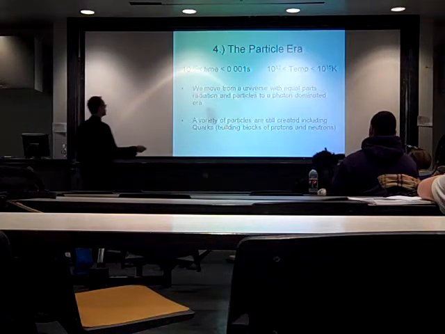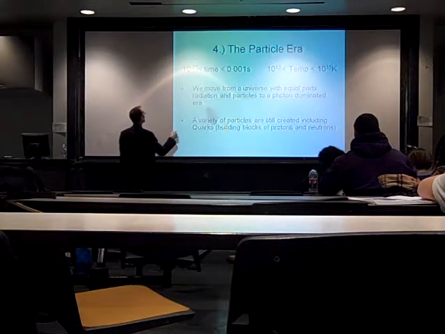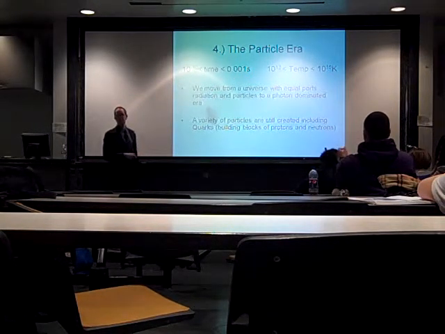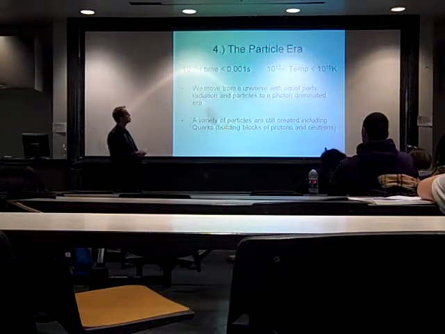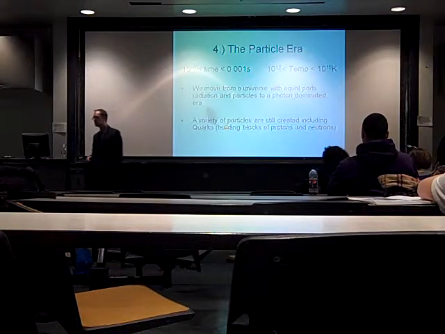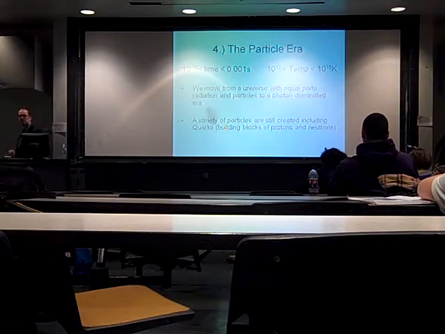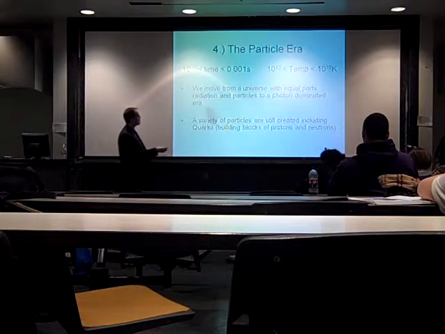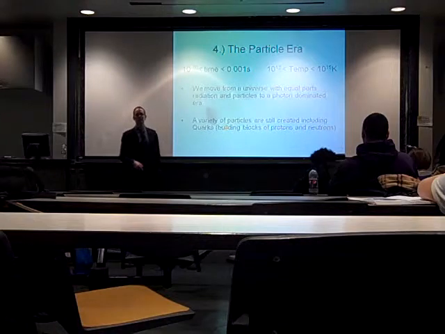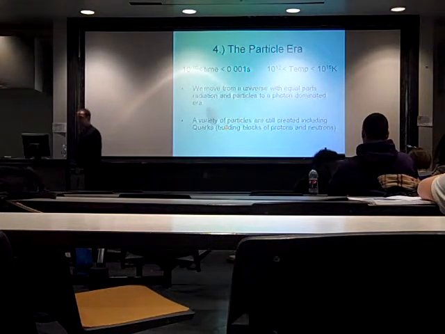The next period is what we call the particle period. So now we get to some reasonable times, 0.001 seconds after the universe comes into existence. Temperatures 10 to the 12th to 10 to the 15th. And again, we move from a universe with equal parts radiation and particles to a photon-dominated universe, for reasons I'll show you in a second. A variety of particles are created, including quarks, which as we know will be the building blocks of protons and neutrons.